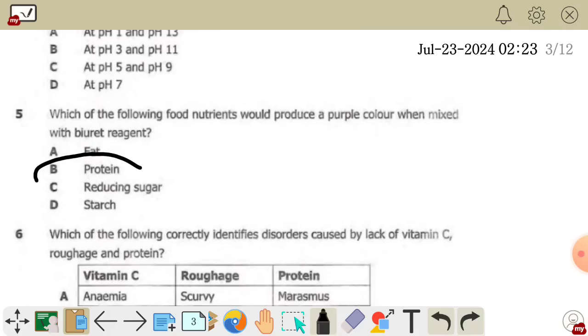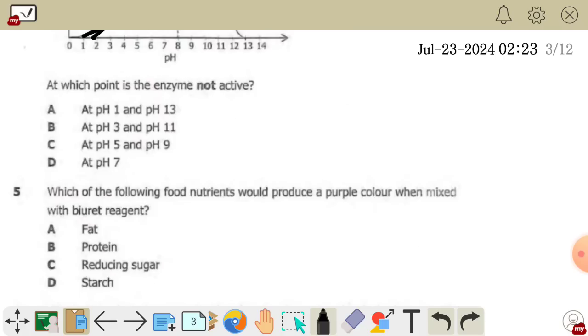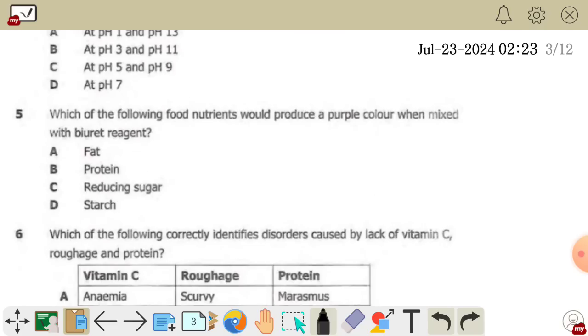So the positive result for protein is a purple color using a biuret test. Biuret is blue, so when you add it to a protein solution, it will turn purple. And for fats, we use ethanol. The ethanol mixed with fat will turn cloudy. And then for the reducing sugar, we use Benedict solution, which turns brick red.